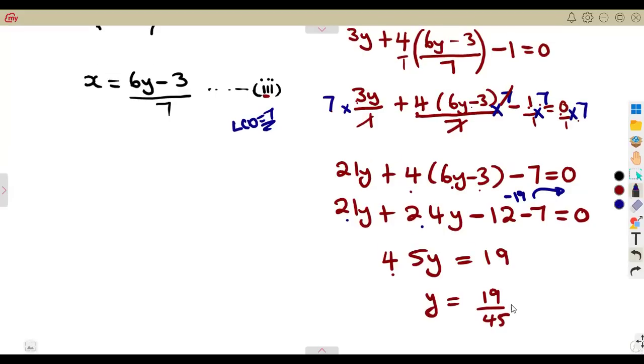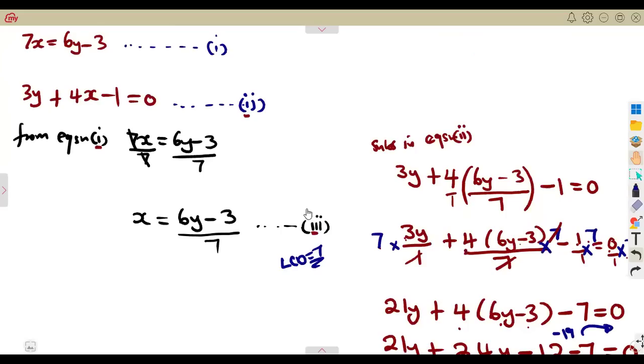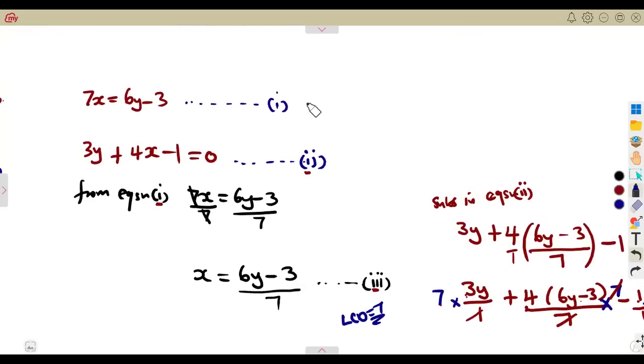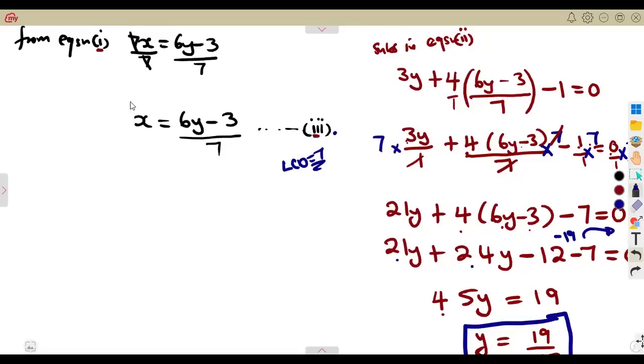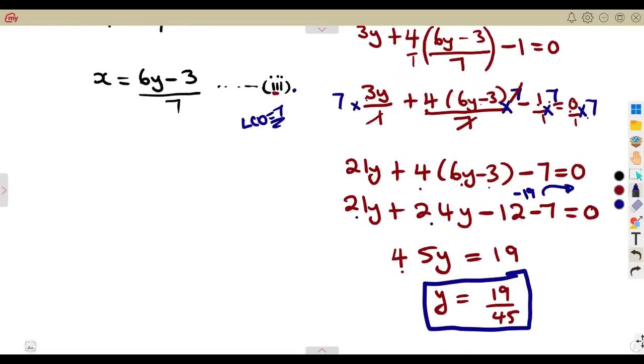You are going to also substitute this y that you obtained into any of these equations. Are you going to substitute in equation 1, equation 2, or equation 3 to calculate the value of x? As you can see, equation 3 is easier to work with. Why? x is already the subject there. So we can simply substitute the value of y that you obtained to obtain x.